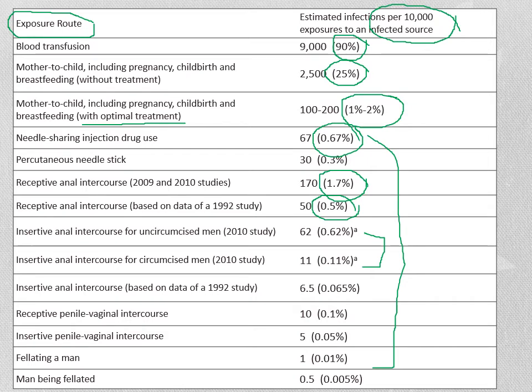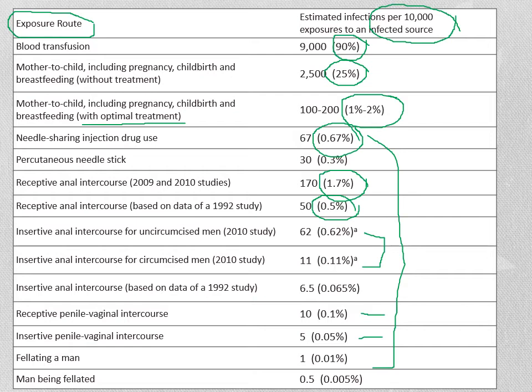And then here is receptive vaginal intercourse. So if you're the person who has the vagina, 0.1%. Penetrative vaginal intercourse, so if you're the person with the penis, 0.05%, which makes sense, right? Because the urethra, which is your mucous membrane, there's just a little tiny bit of it that is kind of exposed, whereas if you have a vagina, that's a lot of surface area that could be infected.